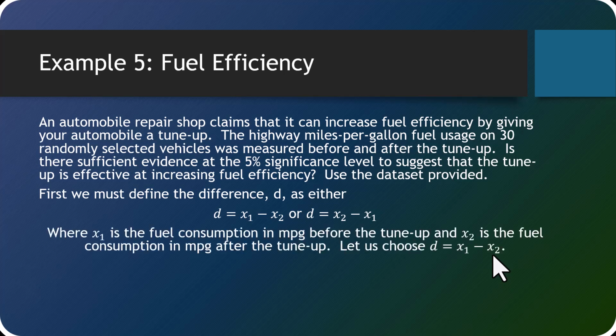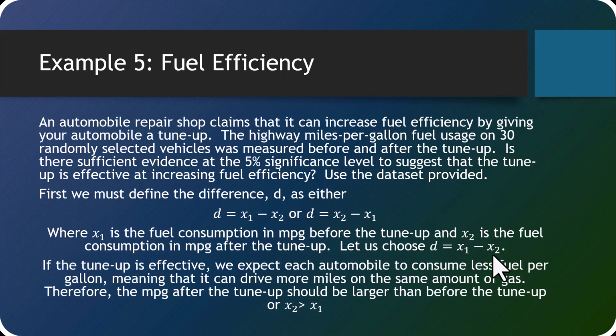So don't do that. Okay, so x1 I'm calling the fuel consumption before the tune-up. Okay, I'm going to call x2 the fuel consumption after the tune-up. So let's just do x1 minus x2. Again, completely arbitrary and random. I could have just as easily done it the other way around. I just picked one.